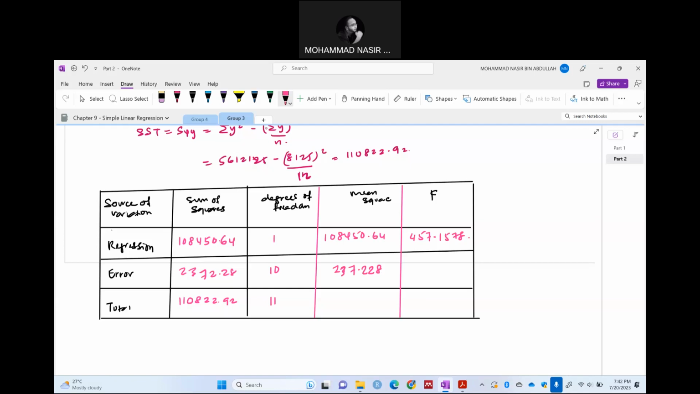So can you test the relationship between X and Y?